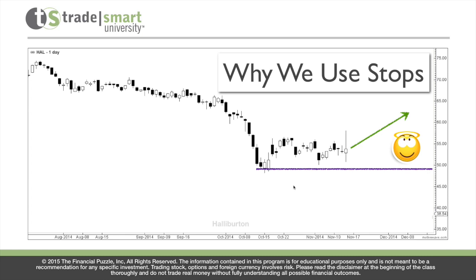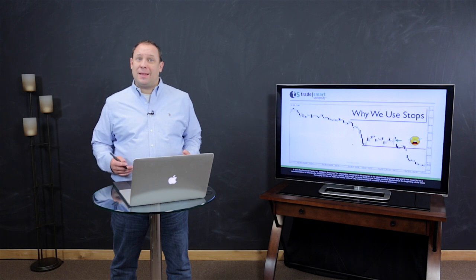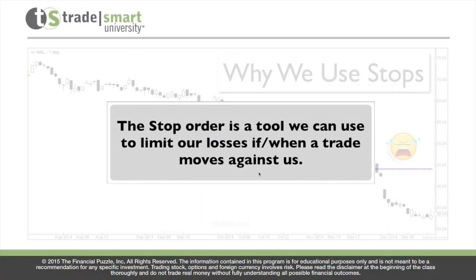So you buy the stock, and then of course what happens, it seems like immediately, the minute you buy the stock, it turns around and it starts going down, and then before you know it, you're crying, you're like, oh, I can't believe I lost all this money, this is horrible, it's the worst thing that's ever happened to me, the stock market's rigged, market makers are chasing me, blah, blah, blah. You know the stories, all right? So that is the danger of buying stock, and that's why we want to use a stop. The purpose of the stop order is to use it as a tool that we can use to limit our losses if and when a trade moves against us. That's really all a stop is. It's a tool that we use to protect our capital.